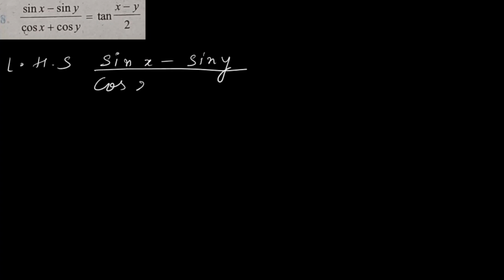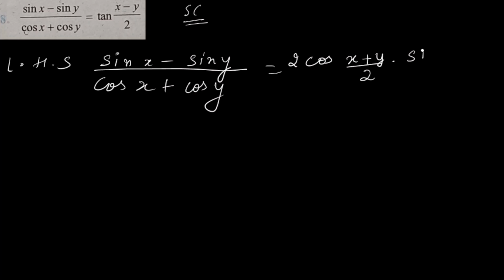So this formula, you can see same formula we have to use. So left hand side we have to use. Left hand side is equal to sine x minus sine y by cos x plus cos y. So the formula I have already told you, sine will give us a combination of sine and cos. But because minus sign is there, cos will come at the front. So this will be 2 cos of x plus y by 2 into sine of x minus y by 2.